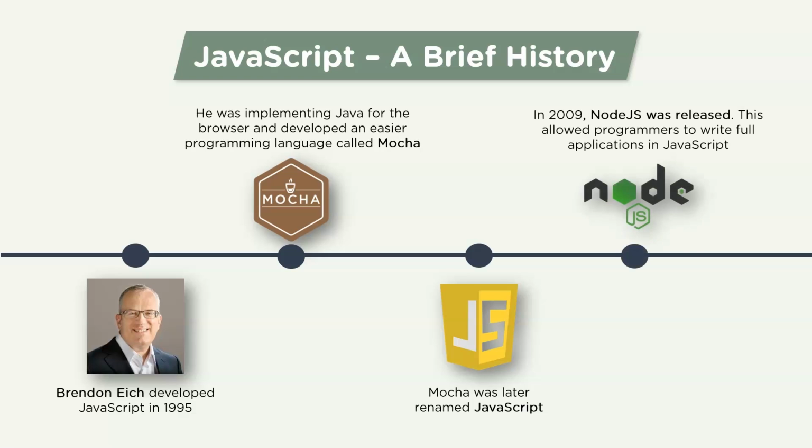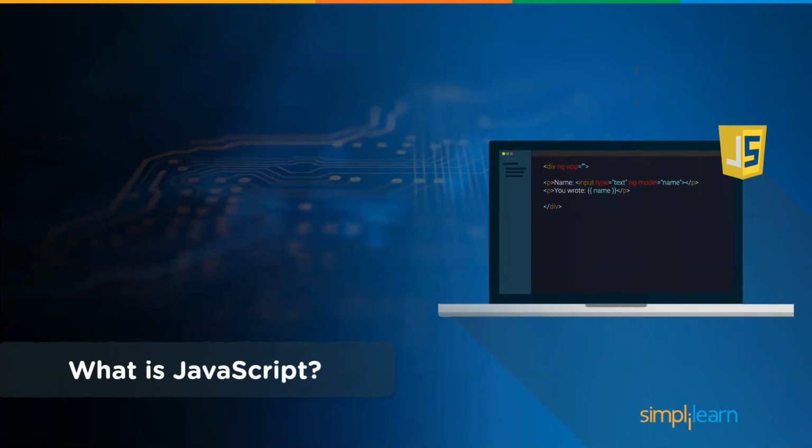Now, in 2009, Node.js was released. This allowed programmers to write full applications in JavaScript. NPM was also created for installing reusable bits of code in libraries. So moving on, what exactly is JavaScript?